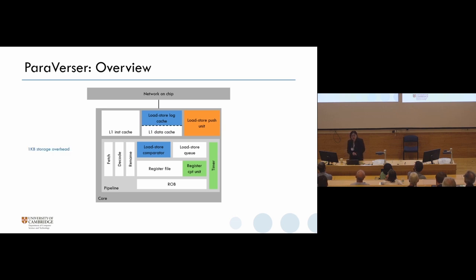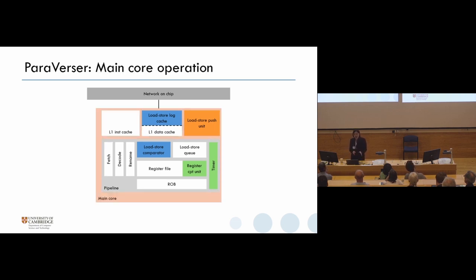All of these structures together will add only about 1 kilobyte of storage overhead, which is negligible compared to the 25% error overhead of dedicated checker cores. Next, I will show how these structures actually work.